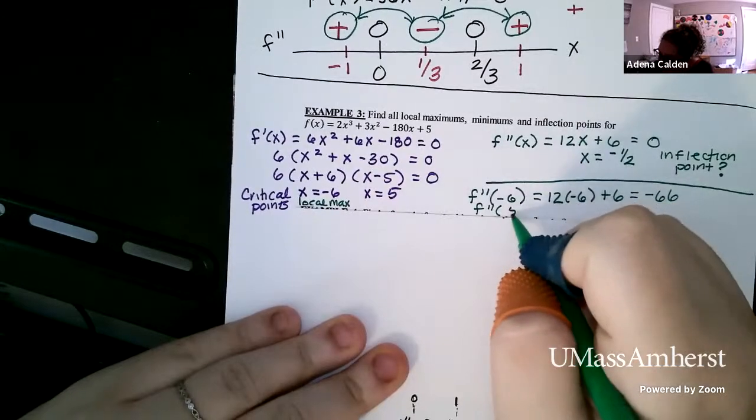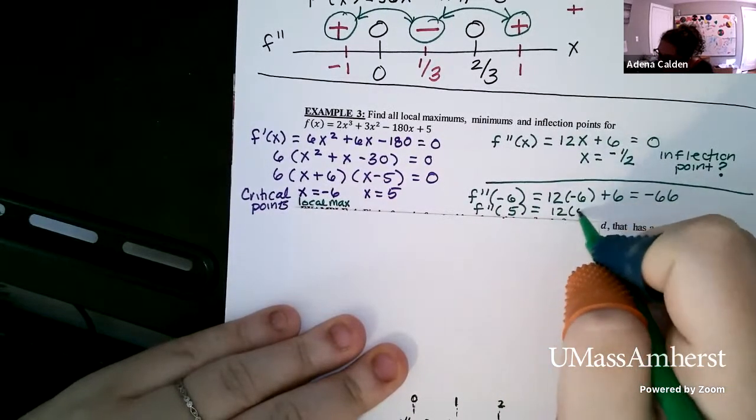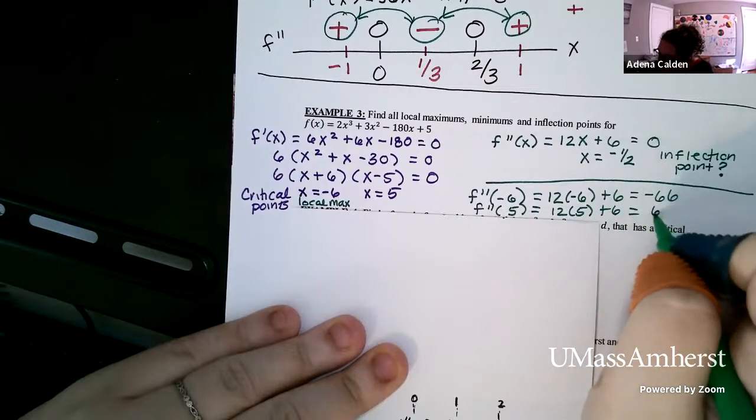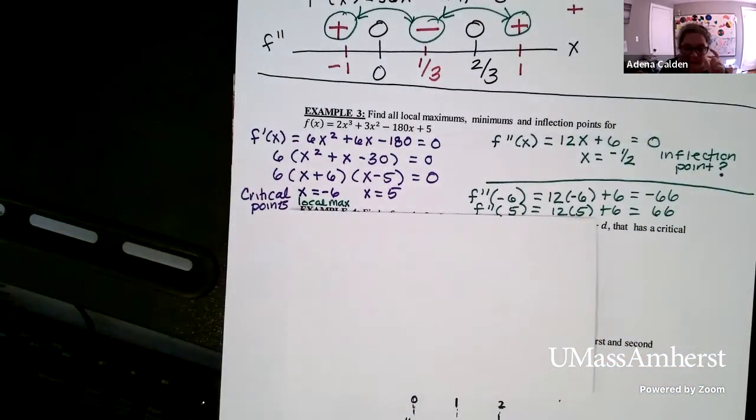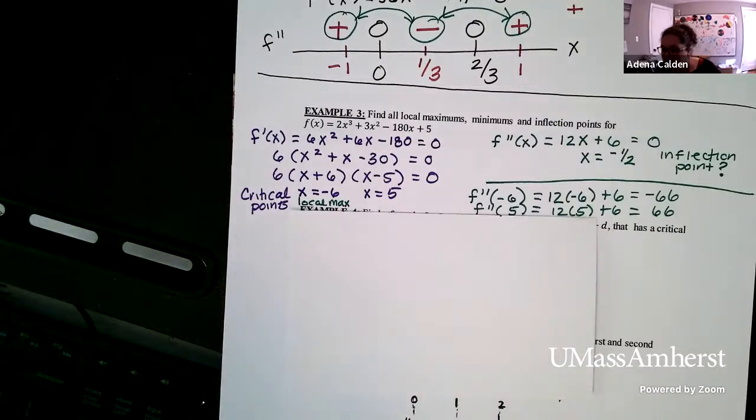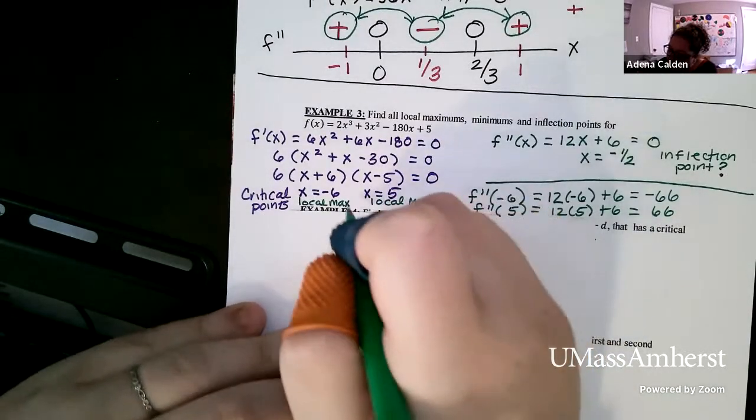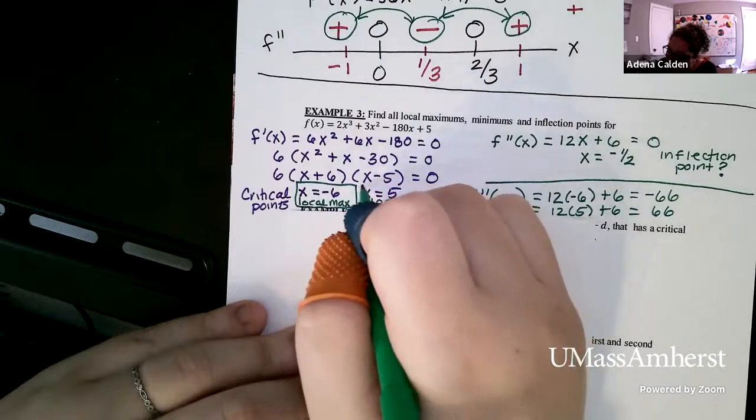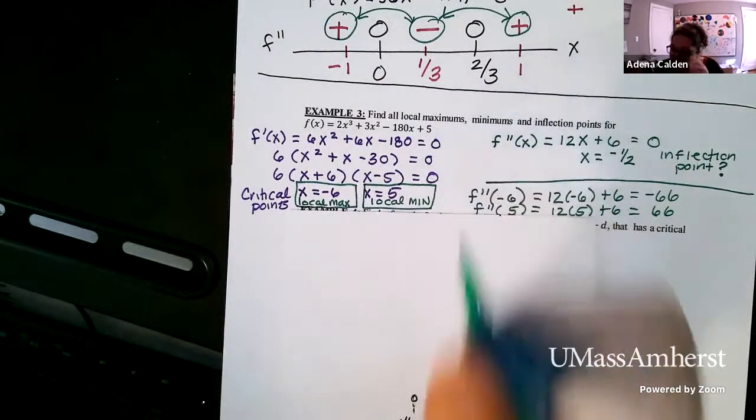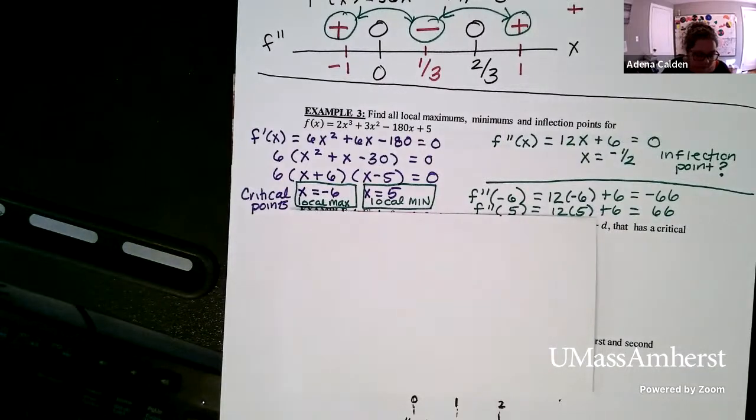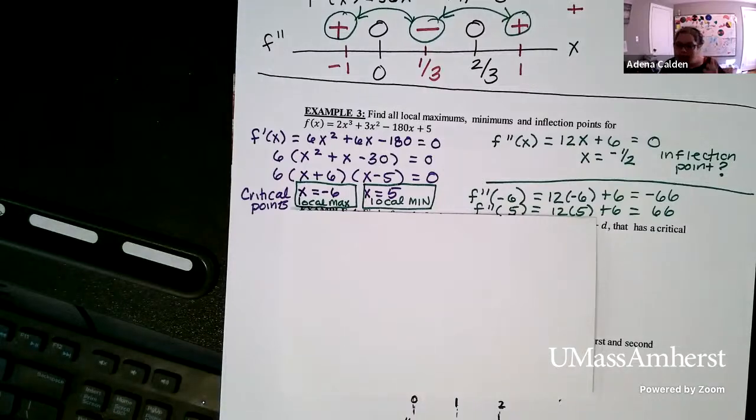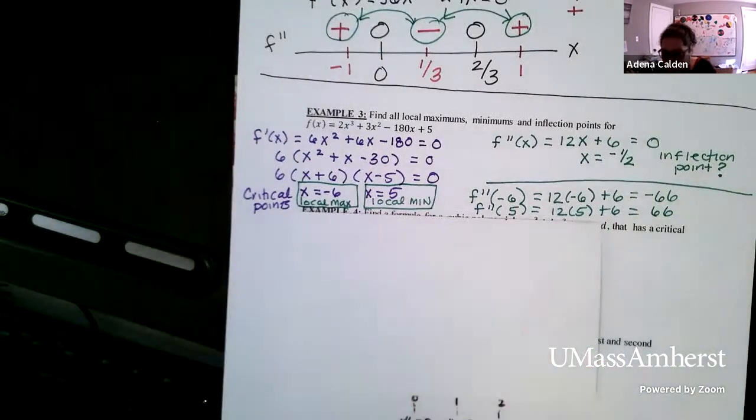And then I'm also going to test my other critical point of 5. So I have 12 times 5 plus 6, which gives me positive 66. The second derivative test says that if your second derivative is positive at your critical point, the original function is concave up, which makes that critical point a local minimum. So now I know that -6 is a local max and positive 5 is a local min. One of the other reasons why I like to use the second derivative test here is because it's also going to help me with my inflection point analysis.